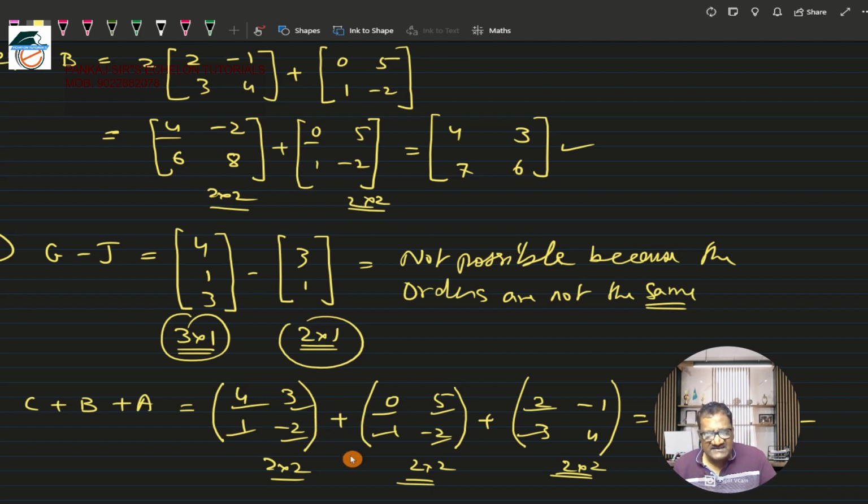Just for a change, I have started representing matrices with these huge round brackets. Either you can use a rectangular bracket or a round bracket, it's up to you.